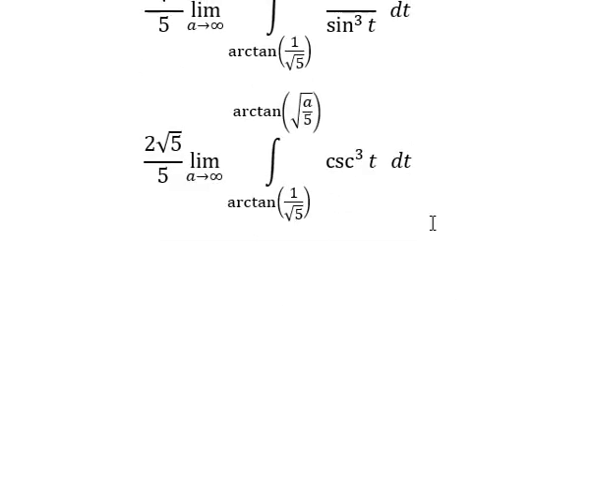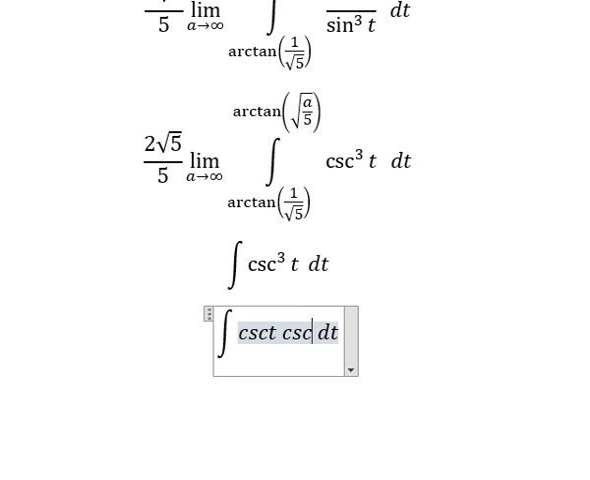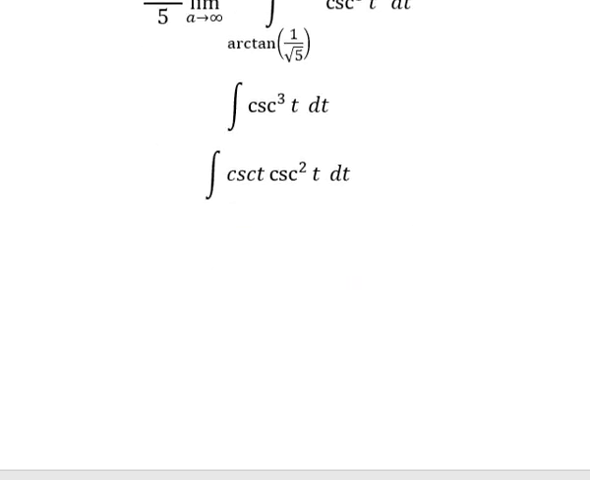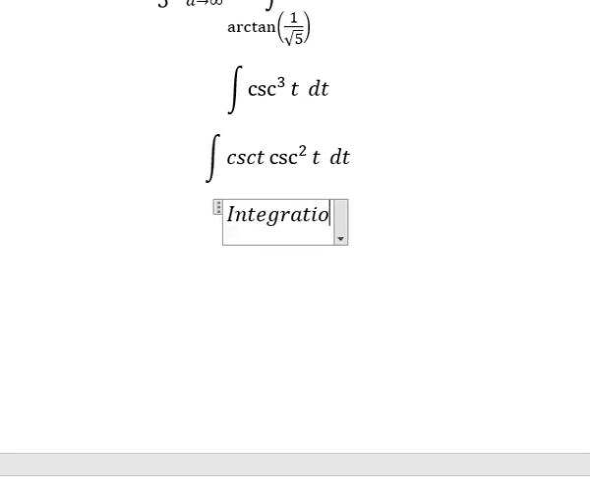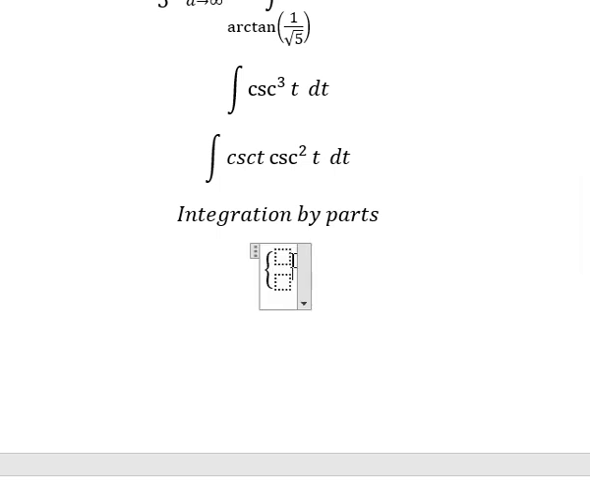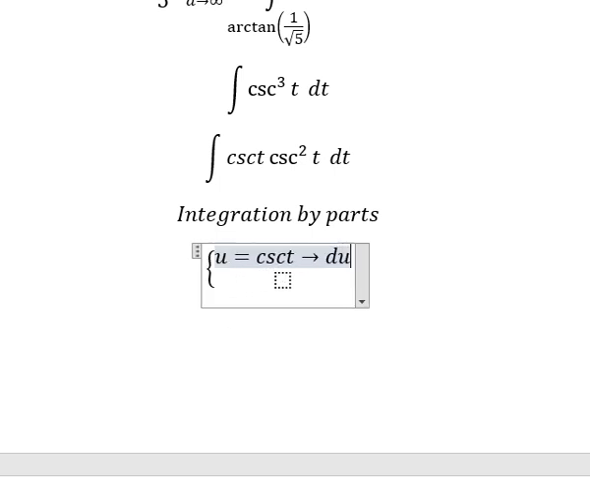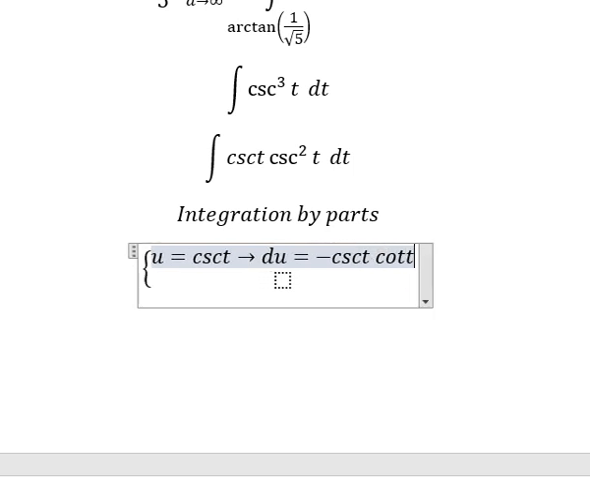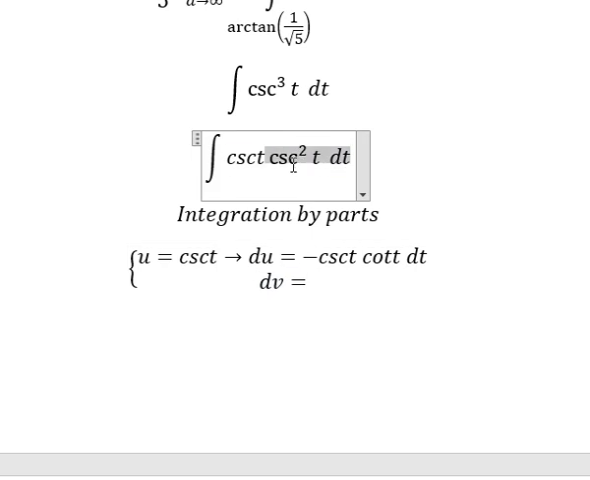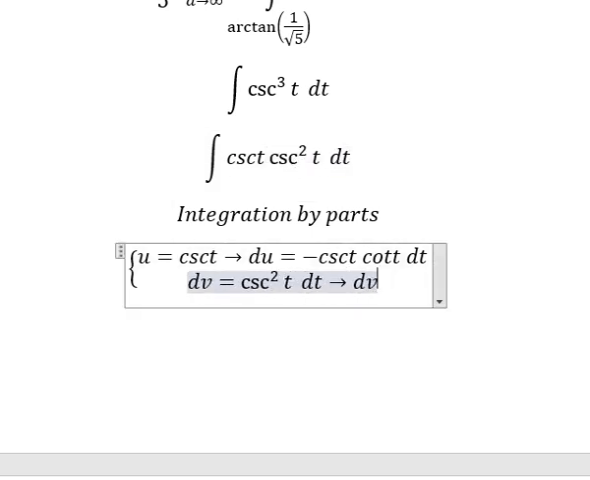Now I will focus on this integration. I will put cosecant of t and cosecant of t squared. So we can use integration by parts. I will put u equals cosecant of t. Later we need to take the derivative of both sides, and we have it like this. dv is this one. The integration of this one is v equals negative cosine t.